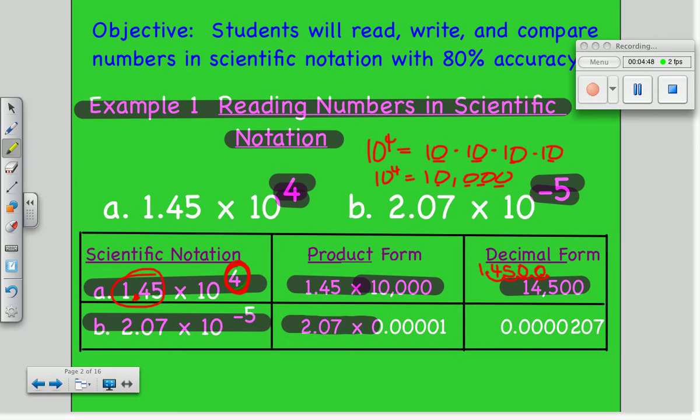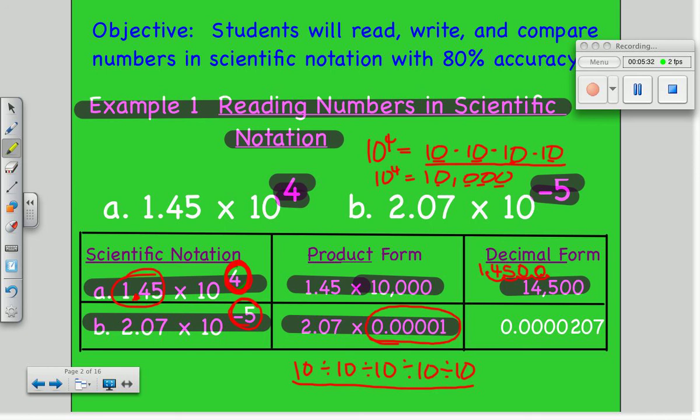So I have 2 and 7 hundredths times 1 10,000th. Okay? So negative 5, now we're dividing. What that means is 10 divided by 10, divided by 10, divided by 10, divided by 10, 5 times. 1, 2, 3, 4, 5. So when you have a positive exponent, you multiply. When you have a negative exponent, you divide. That's what that means. So 10 divided by 10 divided by 10 divided by 10 divided by 10 is this number here, 1/10,000.